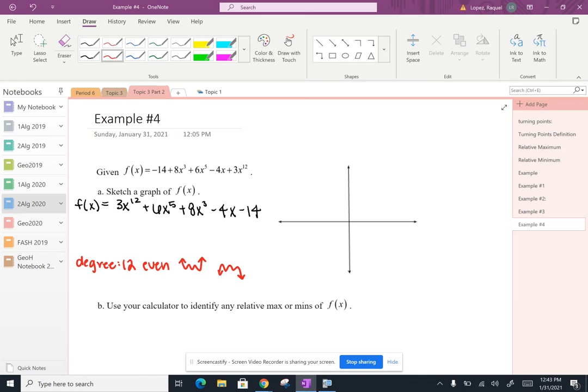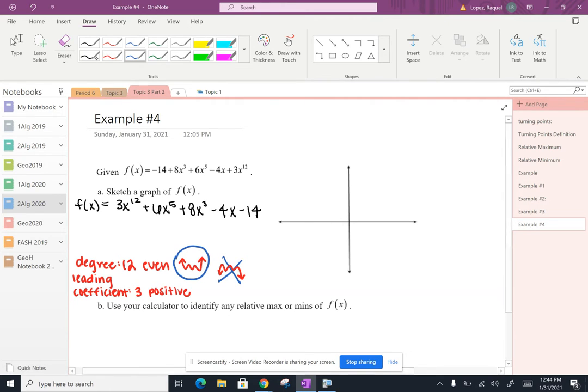And so now to figure out which one it is, I'm going to look at my leading coefficient, and I see that the number in front is 3. So since that number is positive, I'm going to have a graph that looks something like this and not like the one that's pointing down.